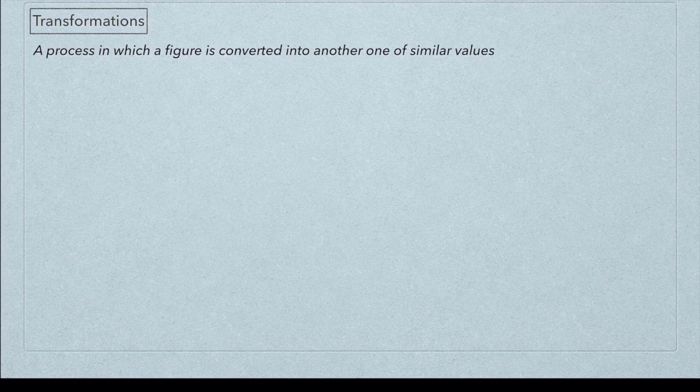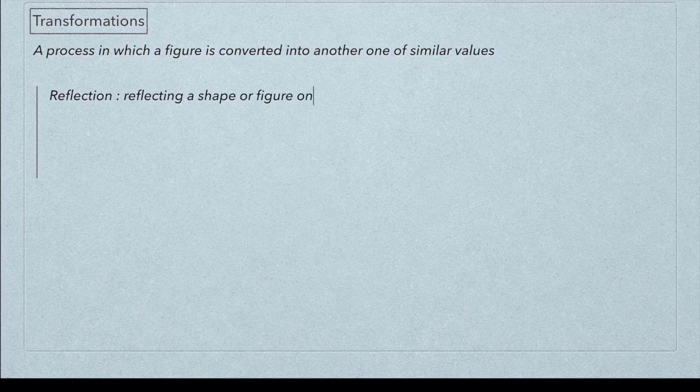Transformation means a process in which a figure is converted into another one of similar values. So what does this mean literally? It means you are going to convert your shape into some other shape in a way that it carries the same similar values. I'm going to give you further information doing some examples together. But before, I need you to understand that transformation exactly is divided into two categories in our book.